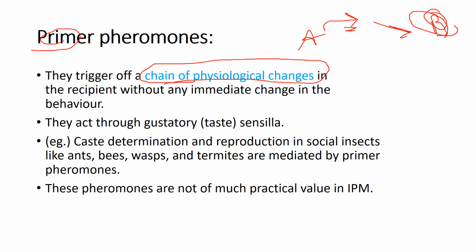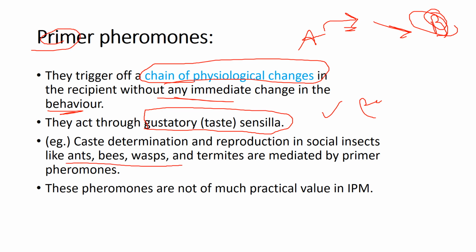They mainly act through gustatory sensilla. Gustatory means taste receptors. So A releases the substances, B might come and taste them, and with the help of the taste receptors a chain of physiological changes happens inside the body, but there is no immediate change in behavior. For example, caste determination and reproduction in social insects like ants, bees, wasps and termites are mediated by primer pheromones.